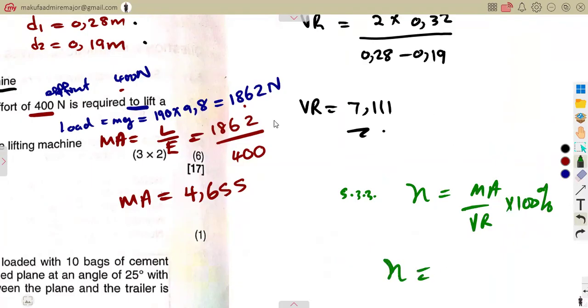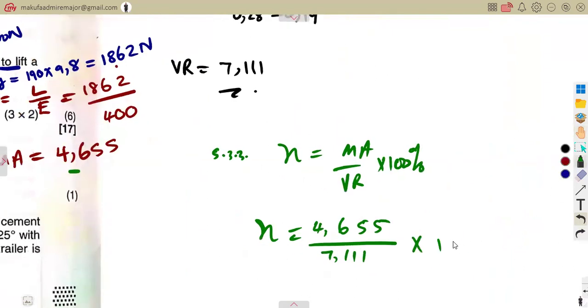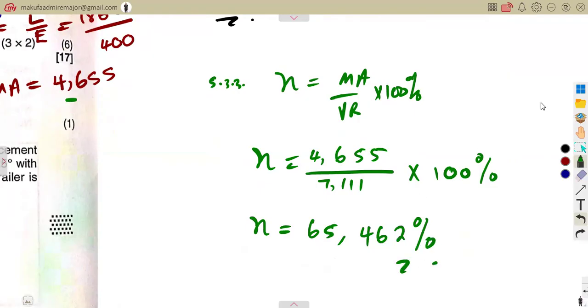Our efficiency is the mechanical advantage over the velocity ratio times 100%. Meaning to say, our mechanical advantage is 4,655, the velocity ratio 7,111, like that. Then you multiply by 100%. That's the efficiency percentage now that you are obtaining. So that was going to give us 65,462%. So you've got the efficiency of the machine in that case.